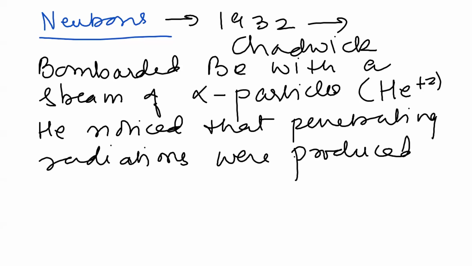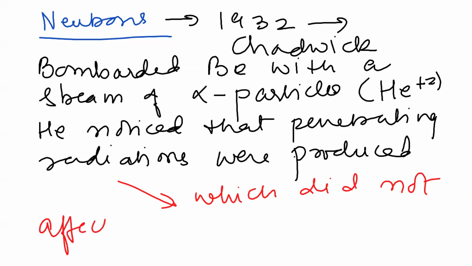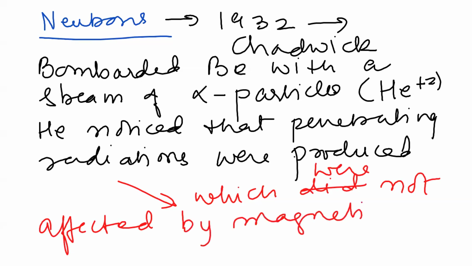But what you know? These radiations were not affected by magnetic and electric field. Means when beryllium was bombarded with alpha particles, okay, helium is alpha particle. Alpha means positively charged particles. When it was bombarded, then there was no effect on these radiations. No effect of both electric and magnetic field.